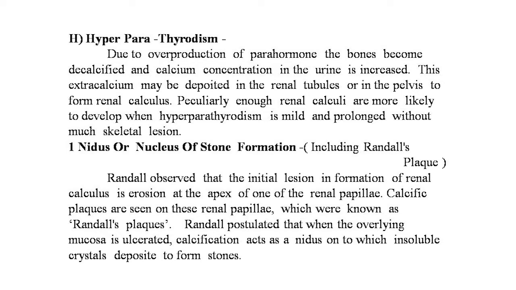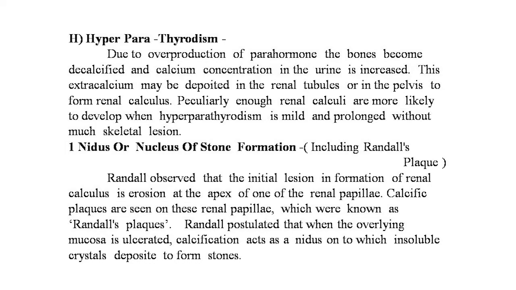First, the nidus or nucleus of stone formation, including Randall's plaque. Randall observed that the initial lesion in formation of renal calculus is erosion at the apex of one of the renal papillae. Calcific plaques are seen on these renal papillae, which were known as Randall's plaques. Randall postulated that when the overlying mucosa is ulcerated, calcification acts as a nidus onto which insoluble crystals deposit to form stones.